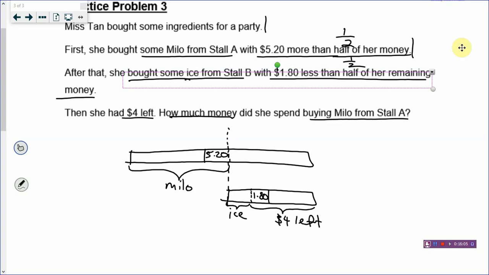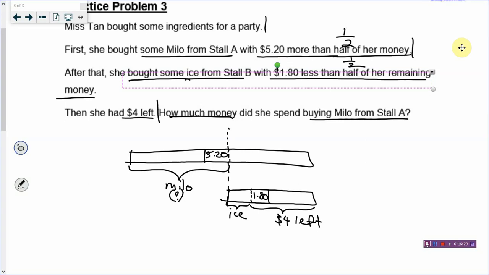Try to be clear in your labeling. Be very clear in your labeling, so that later when you look at the model, you don't get confused or stuck. So where are you now? You're until here. So how much money did she spend buying Milo from store A? Your question mark will be over here. And you are done. So your model is done.